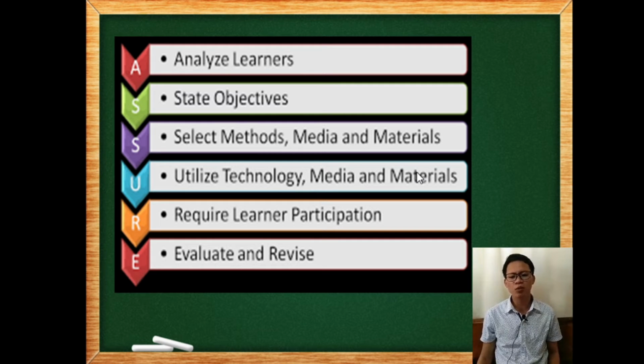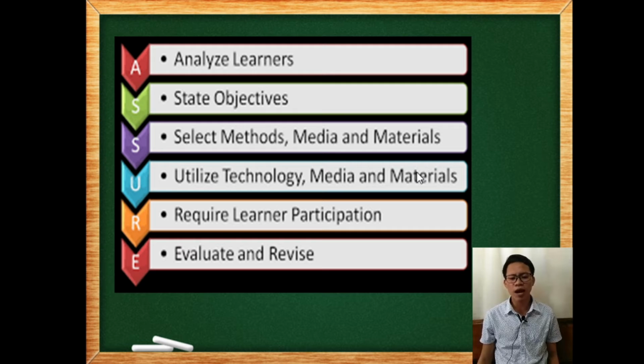Selecting the appropriate way of delivering the lessons and using applicable media or technology can effectively make learners acquire understanding of the lesson or gain the competence desired. The teacher has to decide which strategy, material, or technology would be used considering the learners and the desired learning outcomes. The fourth step is utilize methods, media, and materials.